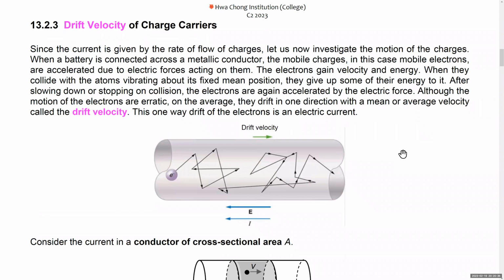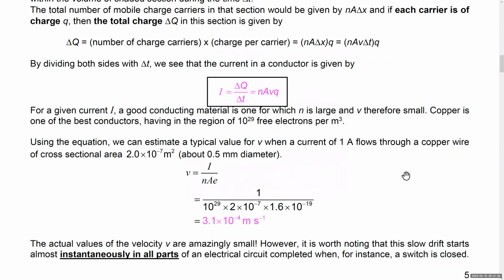Drift velocity. Drift velocity is something new. You have not learned it in secondary school. The flow of electrons is erratic, but on average, they drift in one direction with a mean or average velocity called the drift velocity. The relationship between current and drift velocity is given by this equation: I equal to nAvq, where n is the number of charge carriers per unit volume, A is the cross-sectional area, v is the drift velocity, and q is the charge per charge carrier.